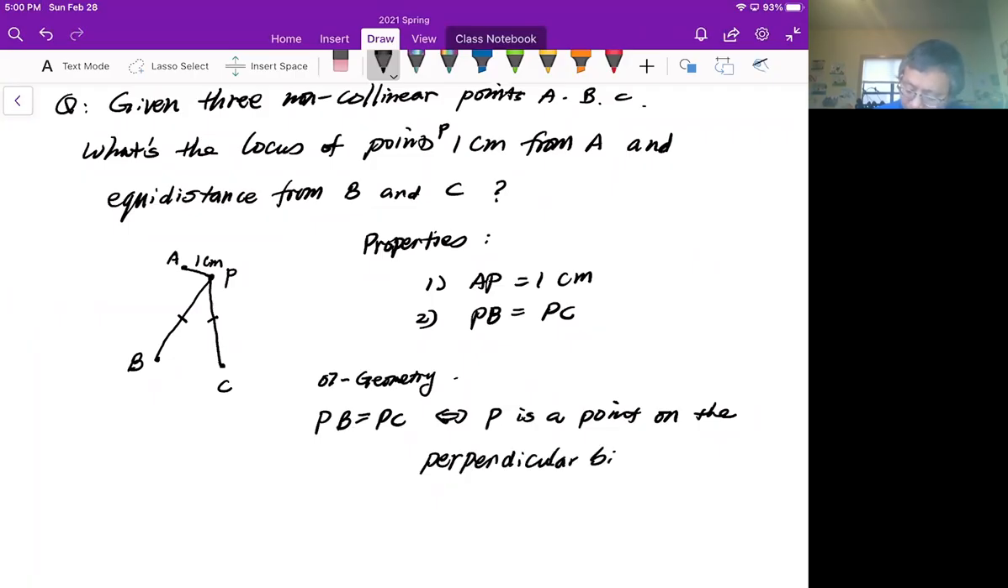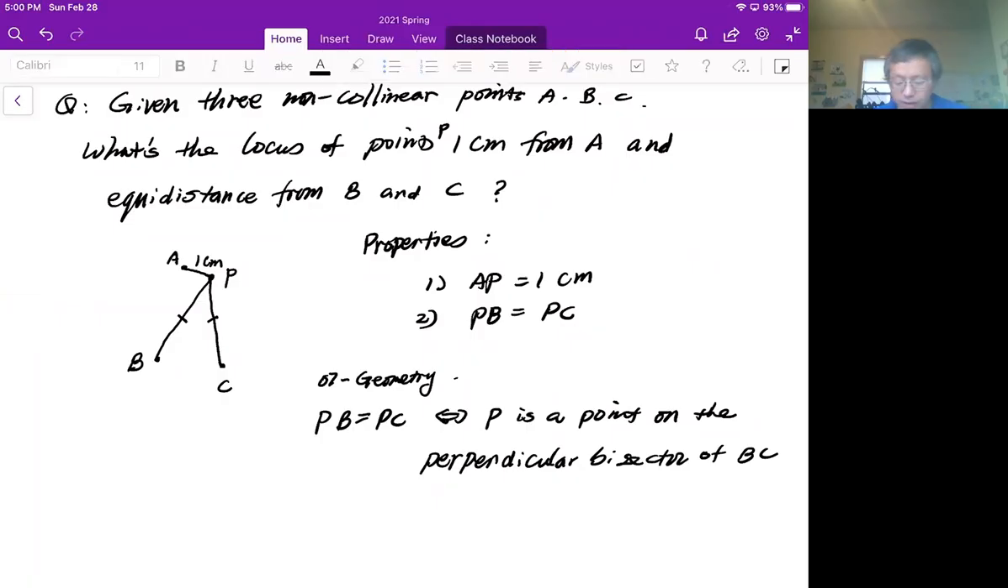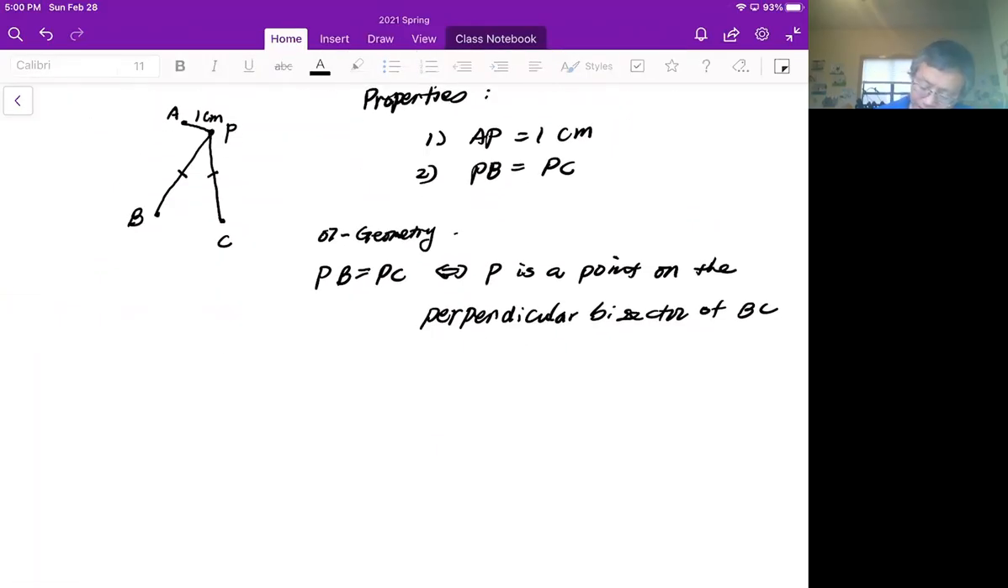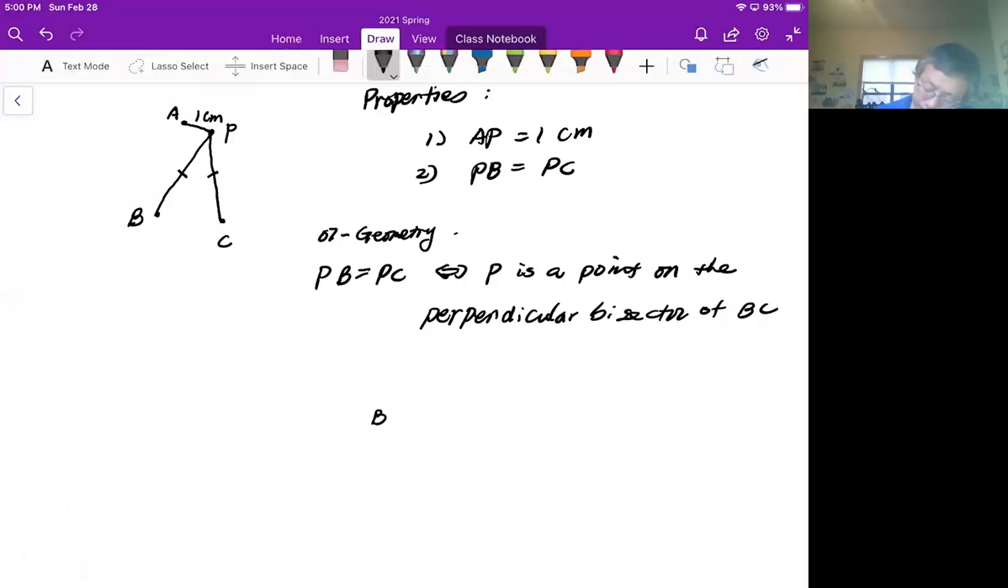Perpendicular bisector of BC. Okay, why? Let me take a note. So if I have BC here, right? So let's say here is B and here is C.